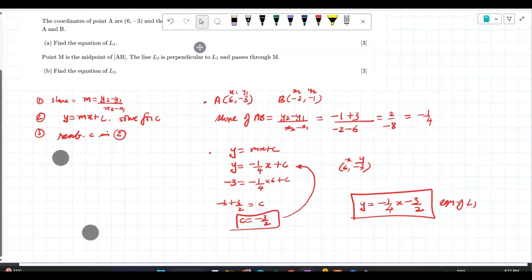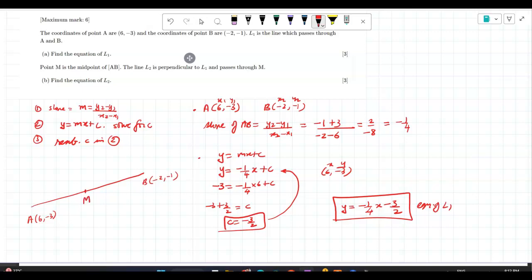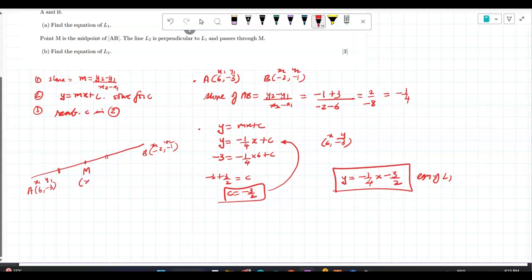M is the midpoint of AB. The next point. So how do you do that? If you have a point A whose coordinates are (6, minus 3) and B is (minus 2, minus 1), midpoint means exactly in the center. The midpoint formula is, if you want to find a midpoint M, your x is equal to (x1 plus x2) over 2, and your y is equal to (y1 plus y2) over 2.